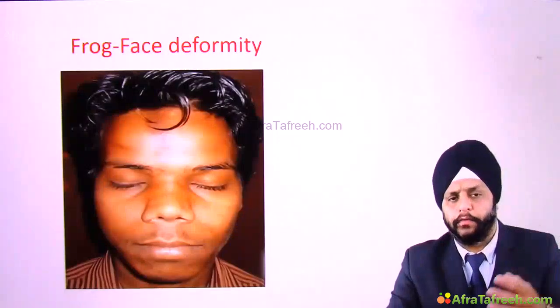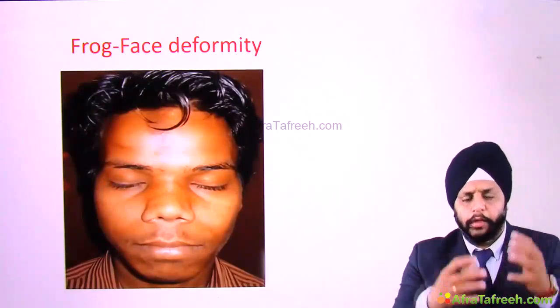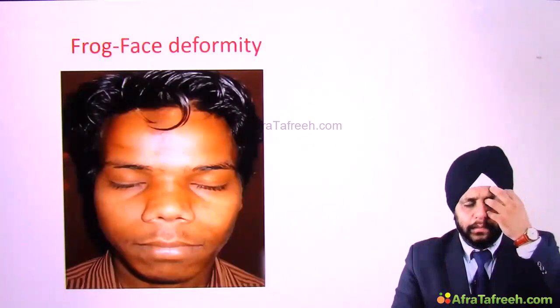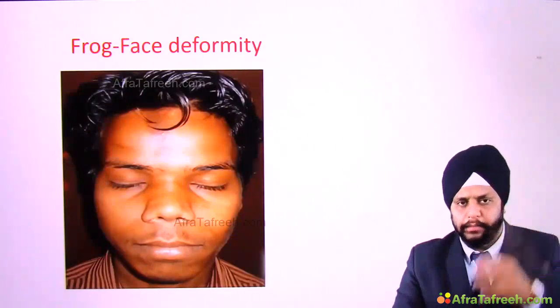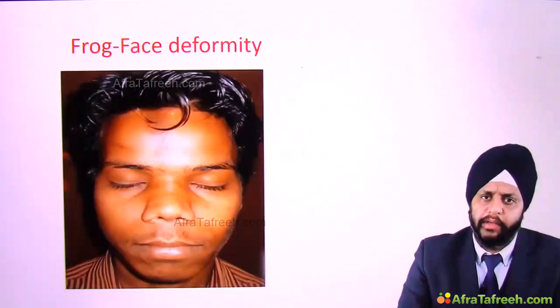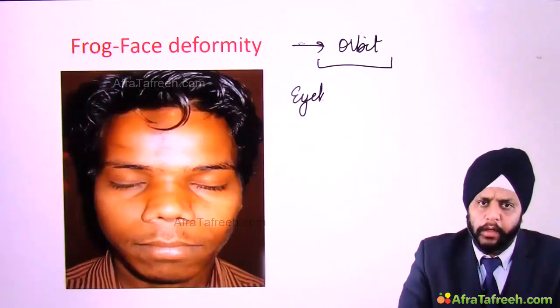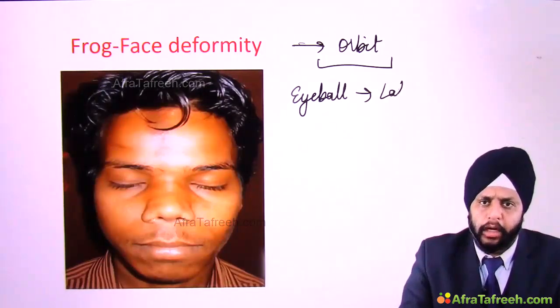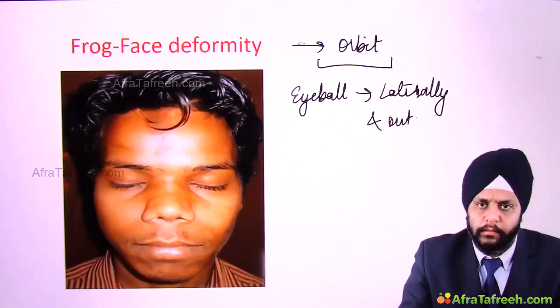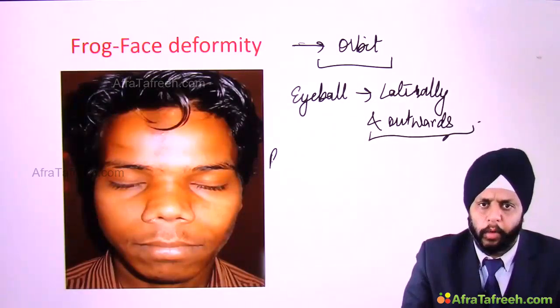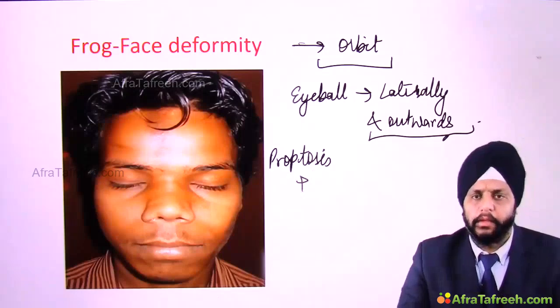Okay, now what else can we see? We can see frog face deformity. Because of this tumor, the eyeball is pushed forward and laterally. The GNA goes in the orbit, and because of that, the eyeball is pushed laterally and outwards. Outward means the patient has proptosis.